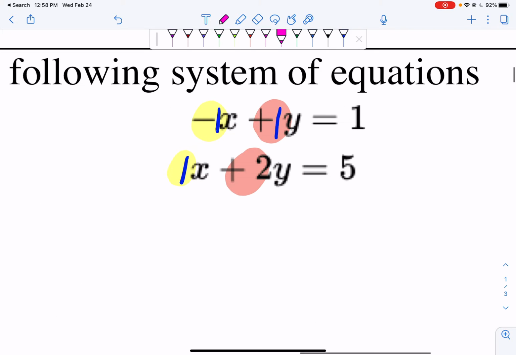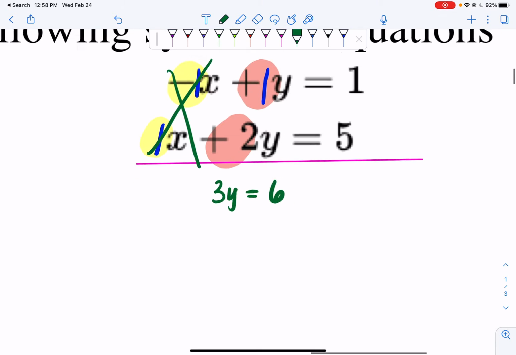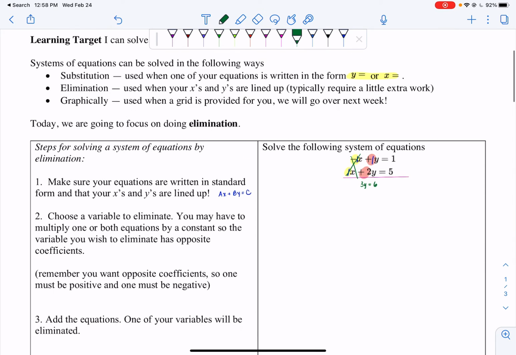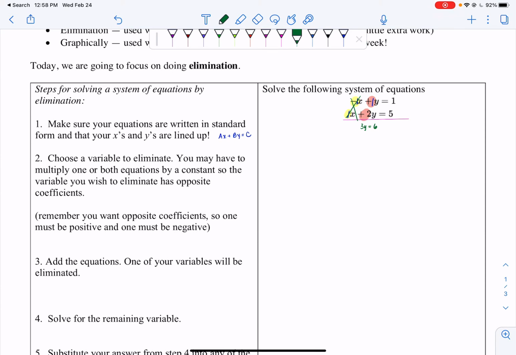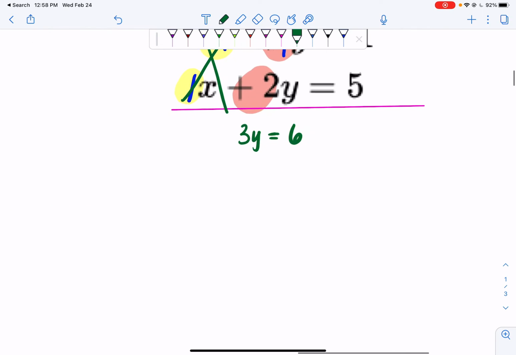So let's do that. I'm going to do negative 1 plus 1, which will give me 0, so I can actually cross these out. Then I do 1 plus 2, which is 3y. 1 plus 5 is 6. This now becomes a one-step equation. Step 3 says we added our equations, so one of our variables is eliminated, and now we're going to solve for that remaining variable. So we're going to solve for y. The only way to get rid of that 3 is to divide both sides by 3. When I divide both sides by 3, I get y is equal to 2.